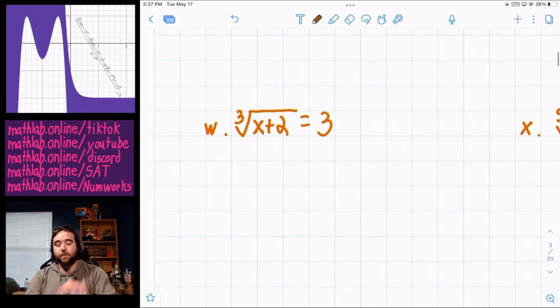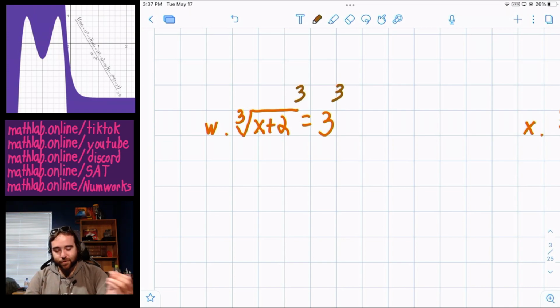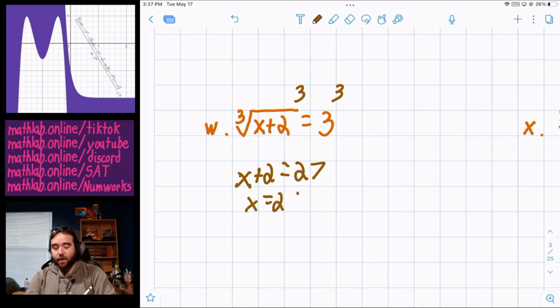All right, moving on. So just like we square both sides to undo a square root, we cube both sides to undo a cube root. So we cube both sides. We get x plus 2 equals 3 cubed, which is 27. X equals 25.